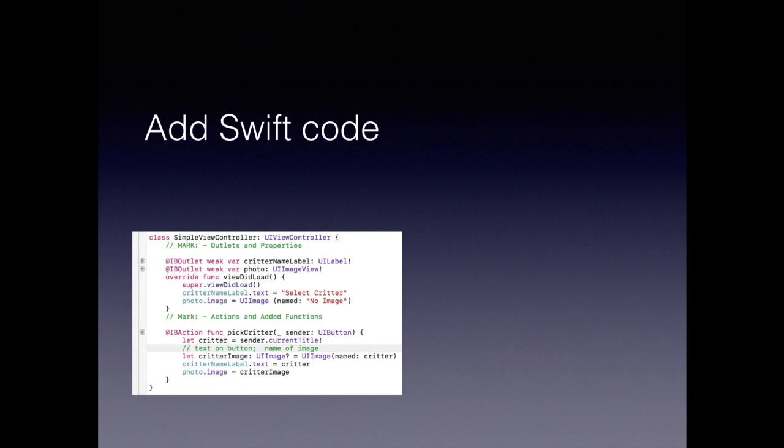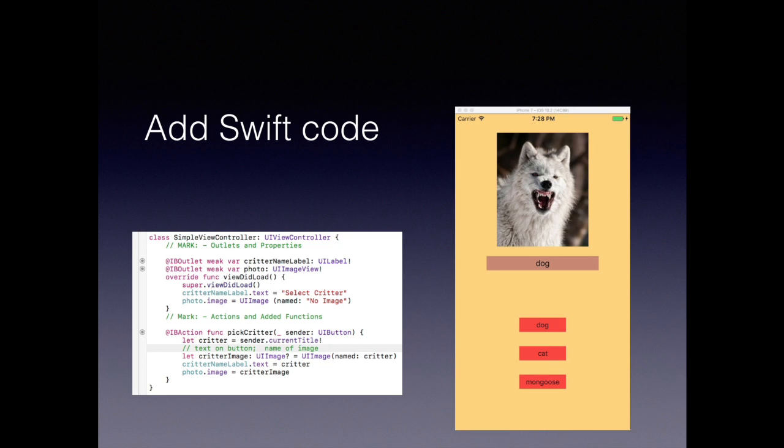So we need to add code to that function, and we basically add it right into the function pickCritter. And just to go over the code very simply, we take the UIButton property called currentTitle and set that equal to critter, and then we use that to essentially populate the value of the text of the label, and we use that to retrieve the image for the text.